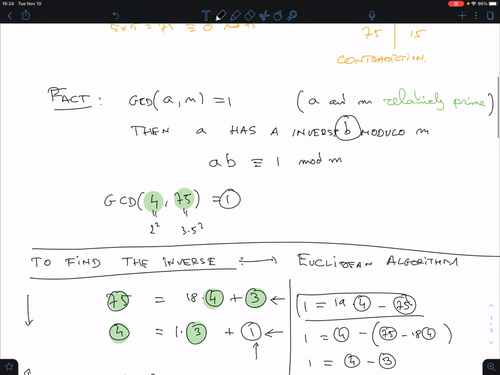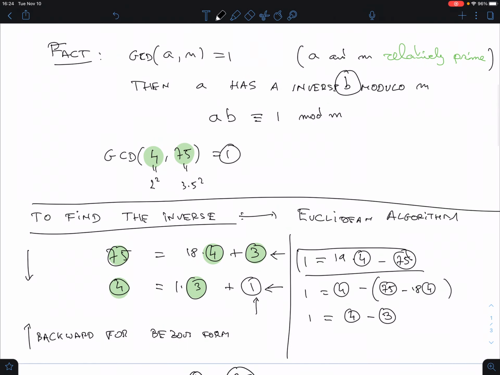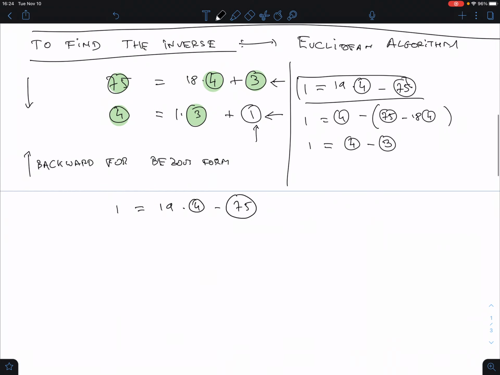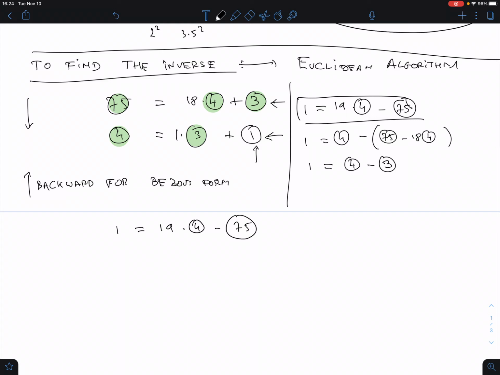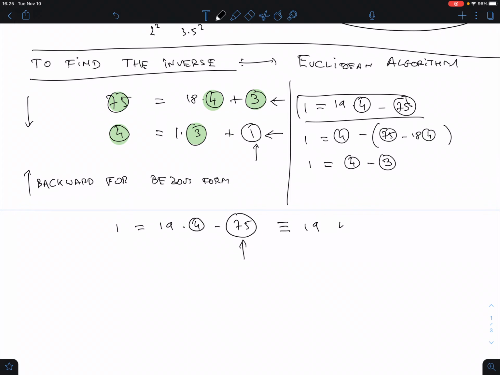Now, what we are working for is, remember, what we want is 4 times B is equivalent to 1 mod 75. This is what we're looking for, right? Remember, we set out to find the inverse of 4 modulo 75. So what does it mean to work modulo 75? That means you ignore all the multiples of 75. So this is a multiple of 75. It's minus 1 times. In general, it will be more. We'll do other examples. And therefore, we know that if we work mod 75, it's gone. And so only the first term remains.